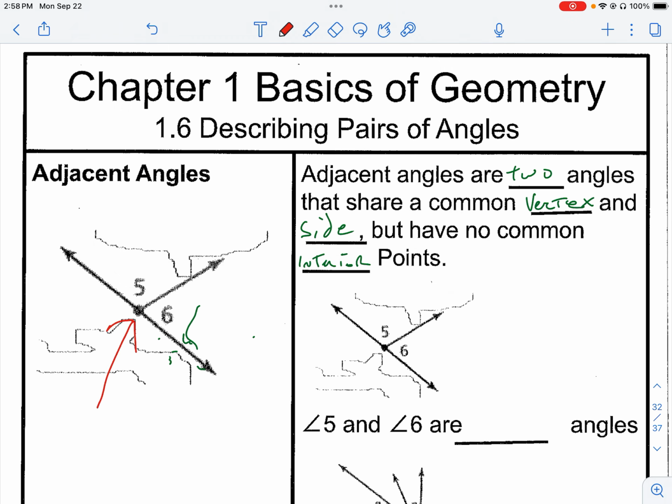So here, for angles 5 and 6, we have a common vertex. Here, we have a common side and no interior points. What does that look like? So let's come over here and color in all the interior portion.